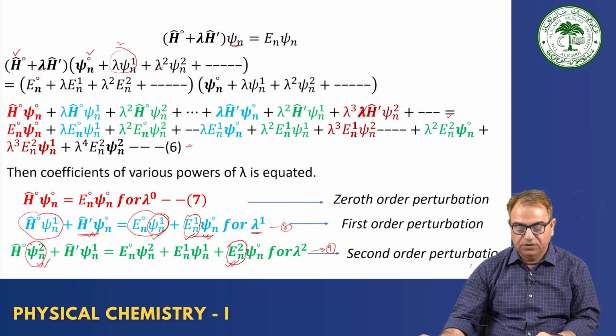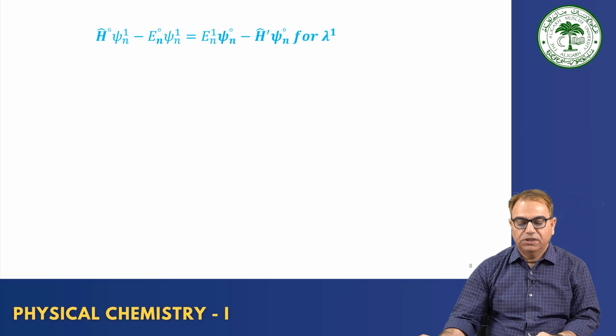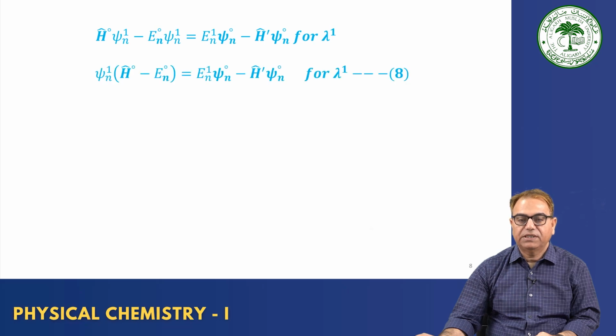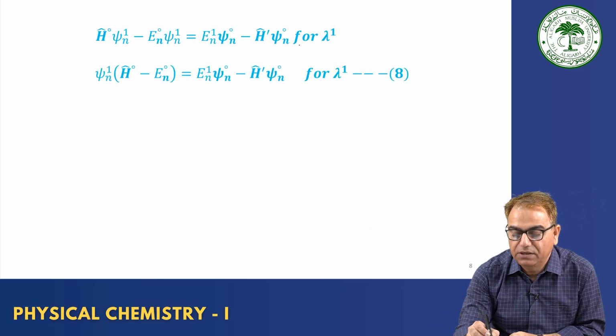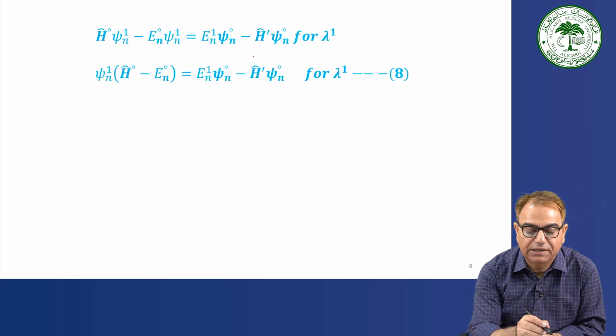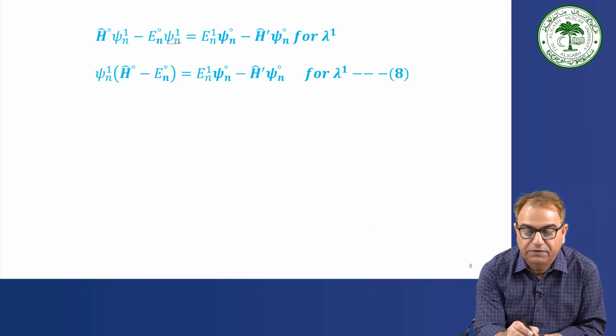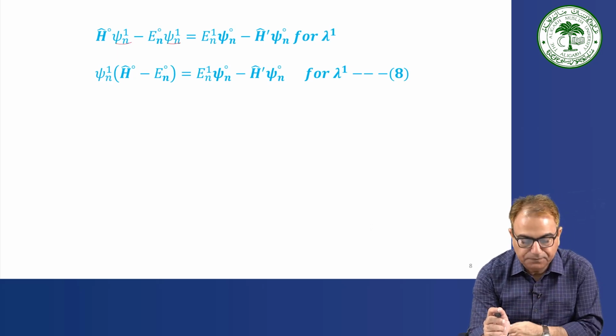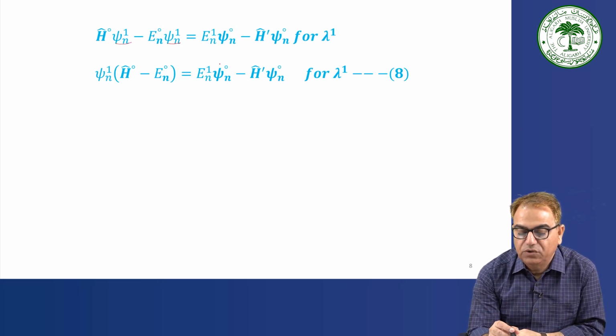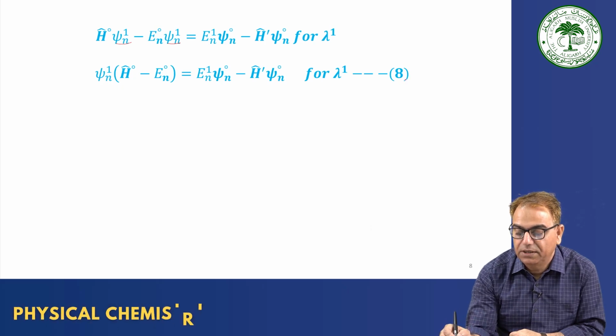If you look at these equations, for lambda 1 this was the equation, and if you slightly rearrange, you get psi n1 times h naught minus En naught. You have En naught here, and psi n1 is common, so it becomes common. Then you have En1 psi n naught minus h prime psi n naught, and this is equation number 8.